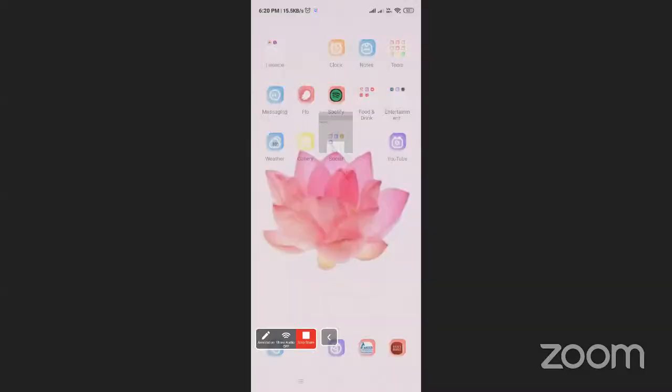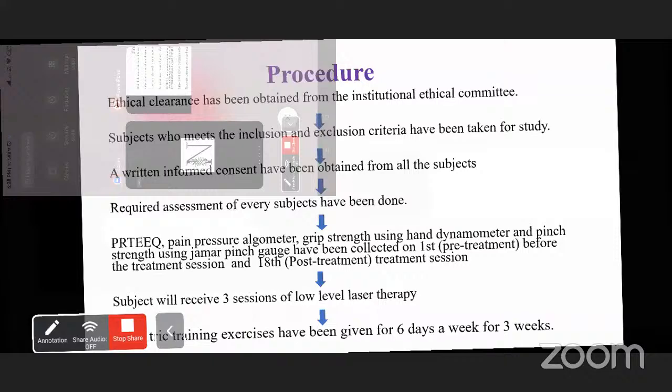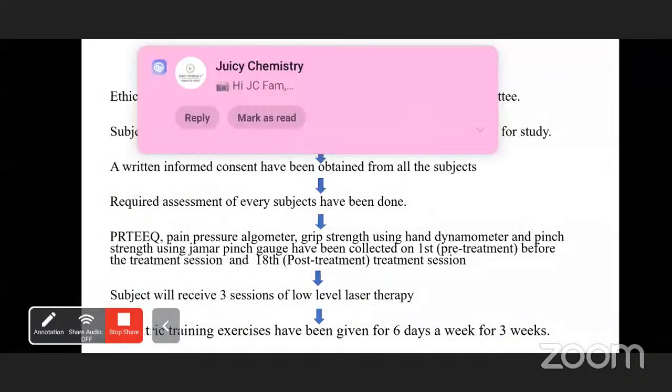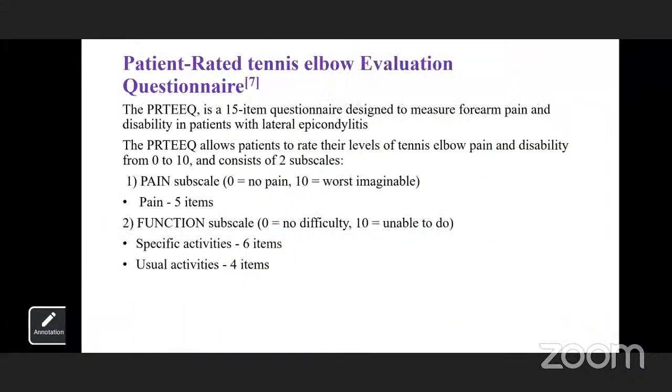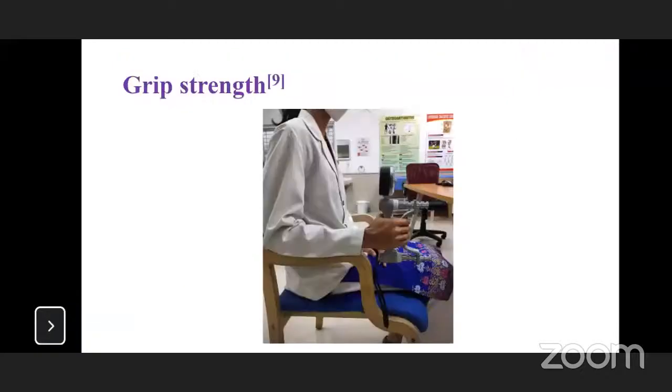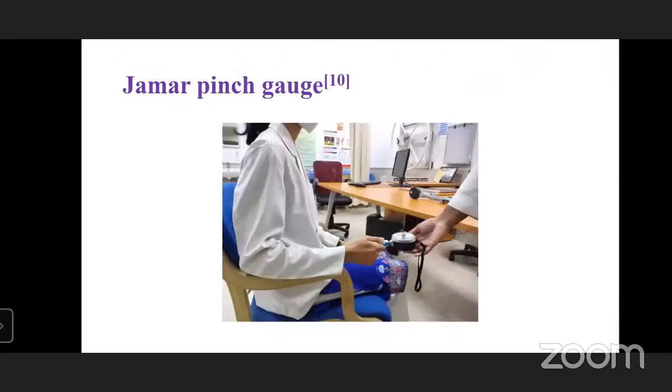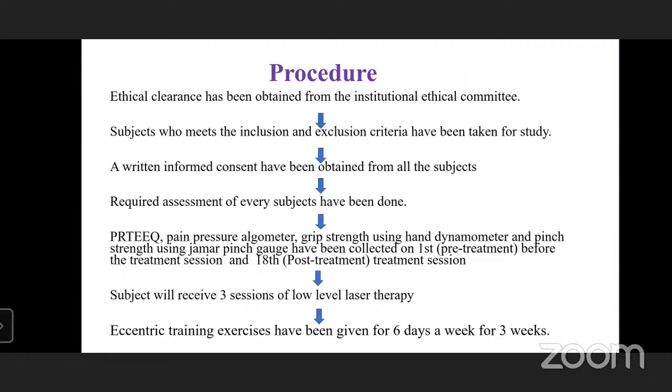Sumedha, are you still there? Yes, ma'am. Where did it cut off? The procedure slide. Yes, ma'am. Sumedha, if you are using Wi-Fi, please try to support it with your mobile phone. Yes, sir.